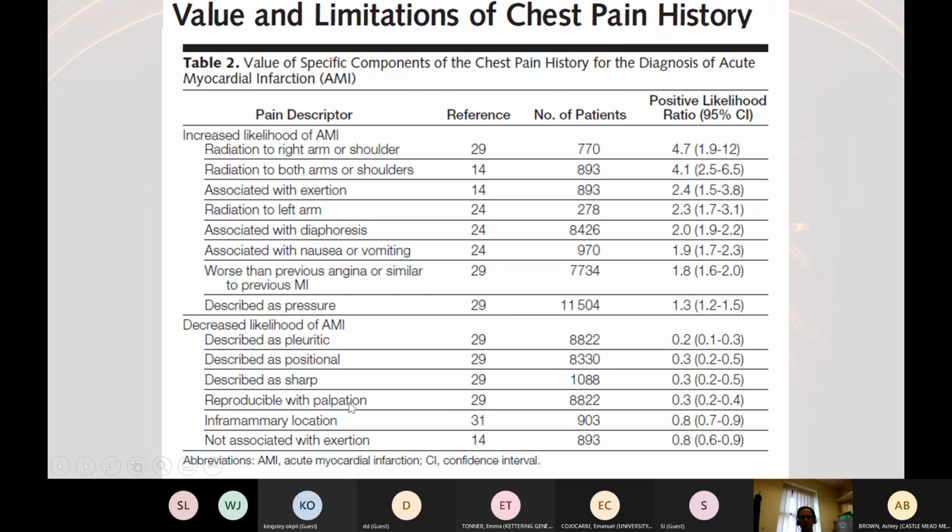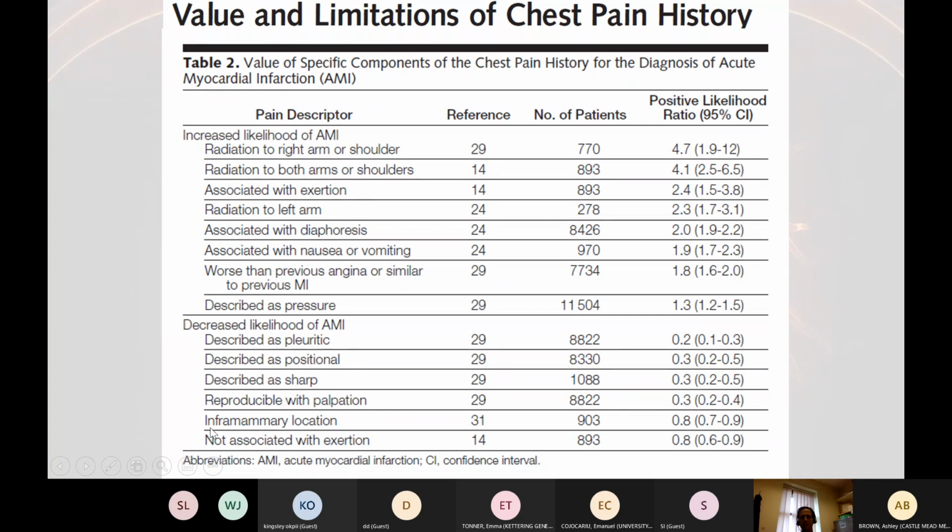And then we've already talked about reproducible with palpation and the fact that it's the same pain and there's a specific location to it. Patients very often think that pain that's on the left side of their chest is coming from their heart rather than from the center, because they know that their heart's a little bit more on the left side of their chest than it is in the center.